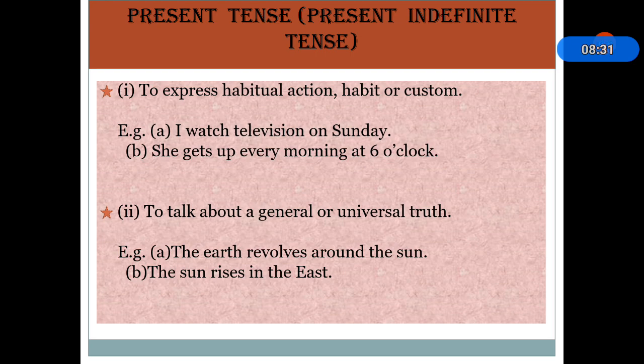Now the present indefinite tense is also used to talk about a general or universal truth. Now what is a universal truth? That which cannot be changed. Example, the earth revolves around the sun. So it is a universal truth and nobody can change it. For such actions we use simple present or present indefinite tense. In the same manner, the sun rises in the east. So again this is a universal truth.